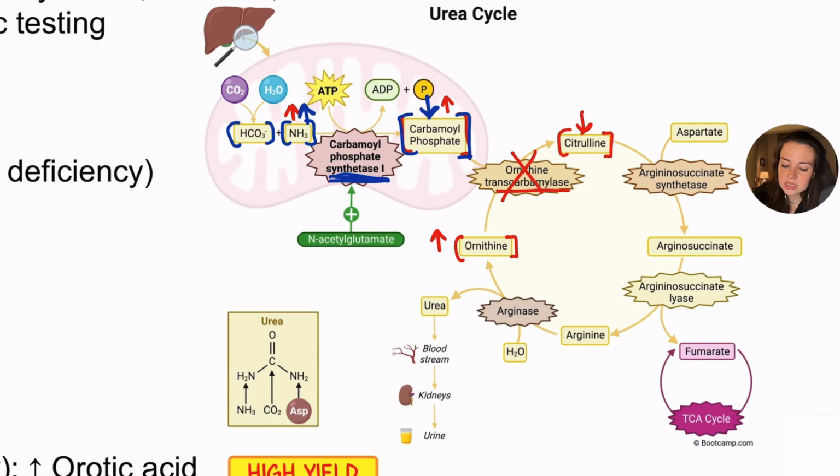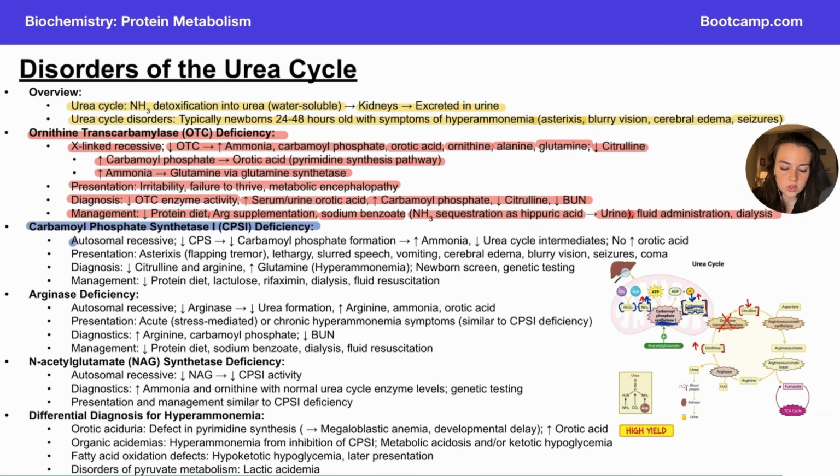And so because we have the decrease in carbamoyl phosphate, we're not going to have the elevated orotic acid in this condition like we did in the last condition. Remember, the orotic acid was downstream from carbamoyl phosphate. So CPS1 deficiency is autosomal recessive, and all of the rest of these urea cycle disorders are going to be autosomal recessive. OTC deficiency is the only one that was X-linked.